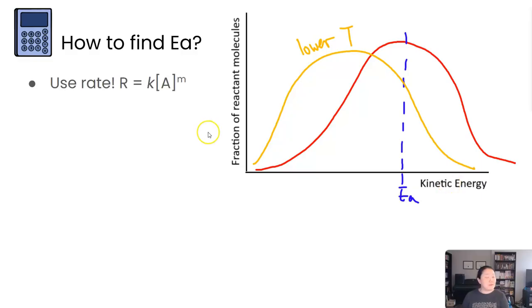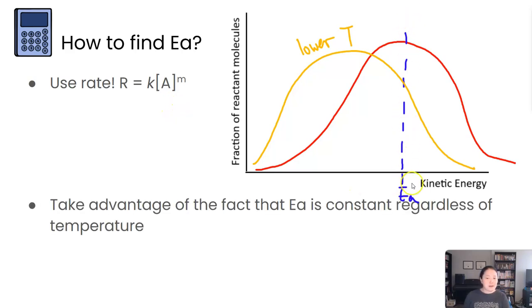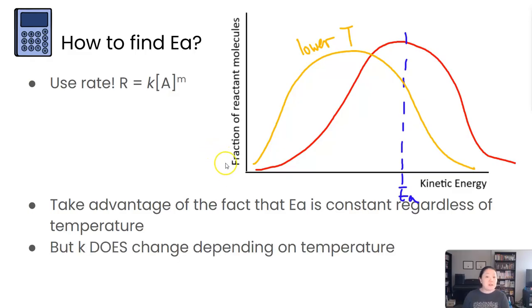Now you also have another value that you know will change if you lower the temperature, and that's that k value, that's your rate constant in your rate law. So we know that this Ea value is always going to stay constant if you're just changing the temperature. So why don't we take a look at the relationship between the temperature and the rate constant and see if we can find some kind of a relationship that will get us to that activation energy.